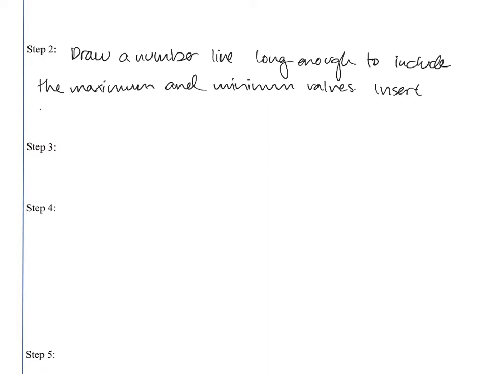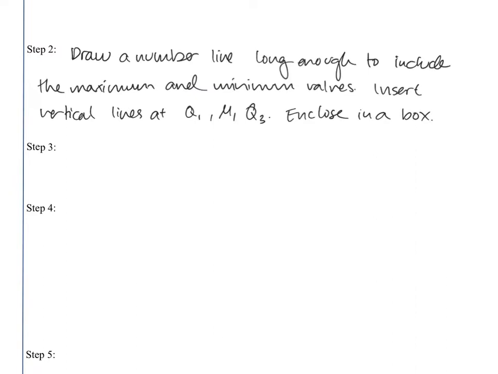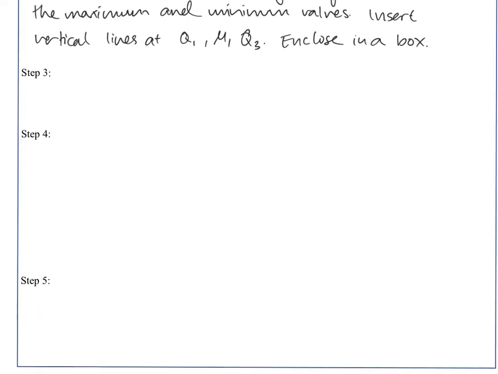Insert vertical lines at Q1, median, and Q3, and close in a box. Step 3. Label the lower and upper fences. Step 4. This one's a bit long.